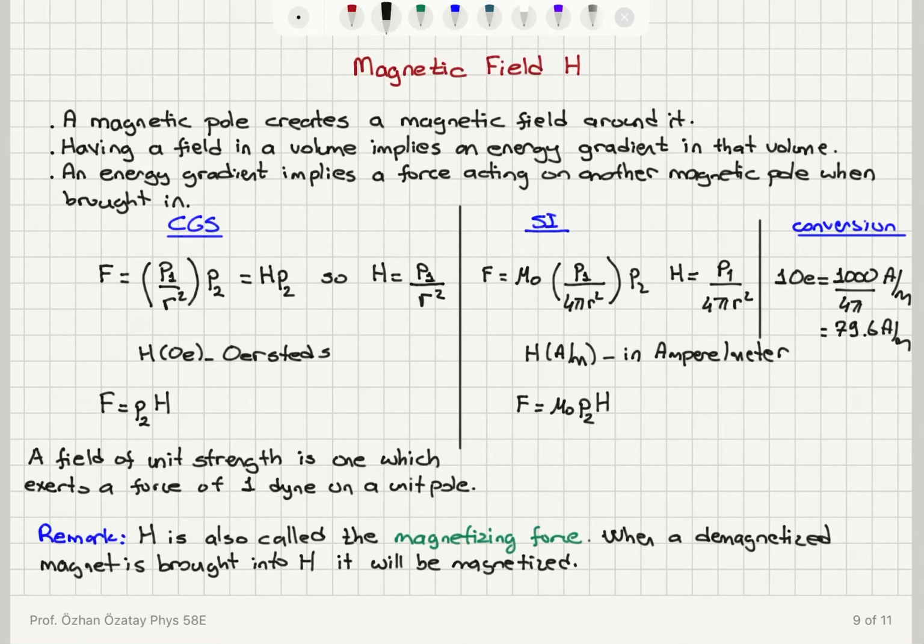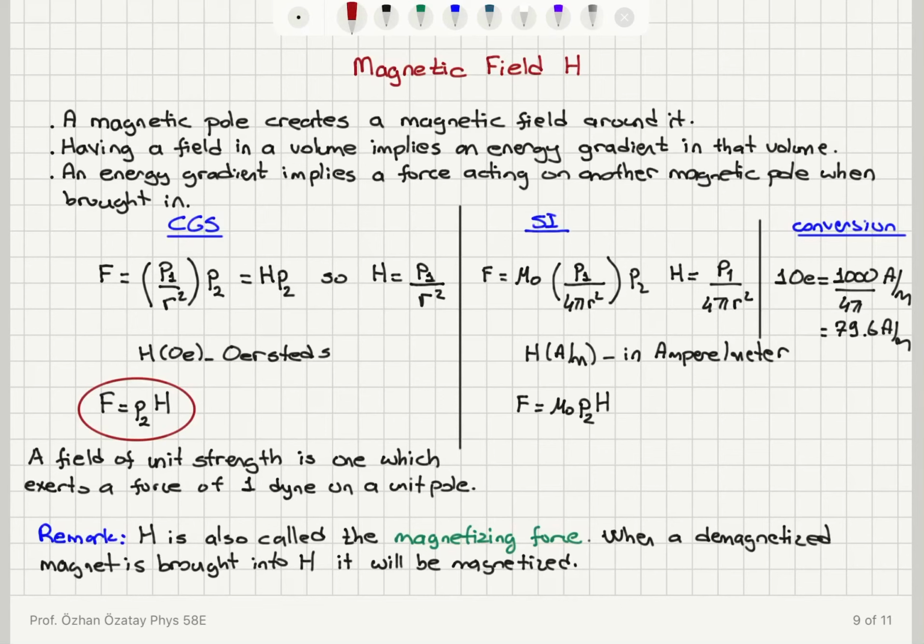And in the CGS picture, a unit pole will produce a magnetic field of 1 Ørsted at a distance of 1 centimeter. And if you bring another unit pole to this distance of 1 centimeter, you would have a force of 1 dyne appearing on that pole. And the force that would appear on the pole that you're bringing in, P2, would be equal to P2 times H, the magnetic field created by the first pole. In the SI picture, we have mu0 over 4 pi P1 P2 over R square as the force.